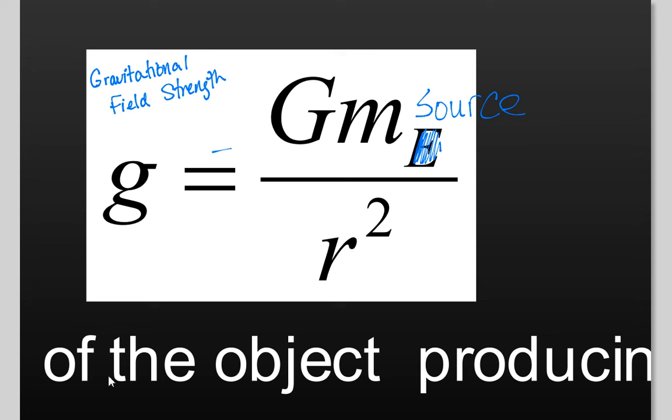So G is a field vector. What do I mean field vector? Well, we know what vectors are. They have size and direction. Well, a field is just a whole bunch of them. Does that make sense? A field is just a whole bunch of these vectors.